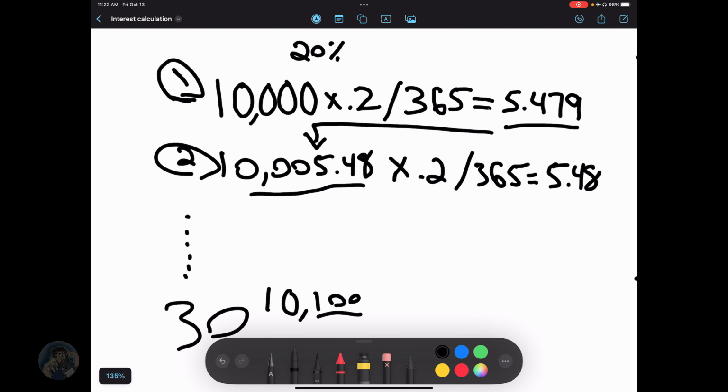So that's how you would do your daily compound interest. Every single day you add it up and then roll that interest over to the next day and so on. Okay, so that's that one.